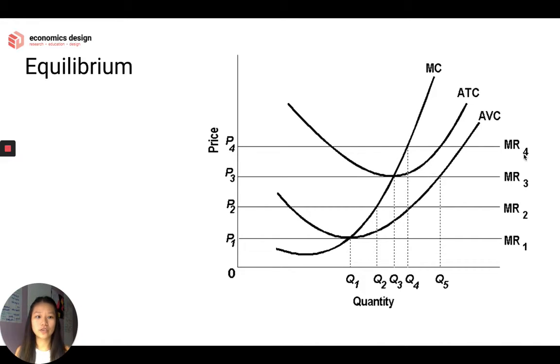MC is the marginal cost, MR is the marginal revenue. And what we want to do is to make sure to stop when the marginal cost equals the marginal revenue. So what does that mean?